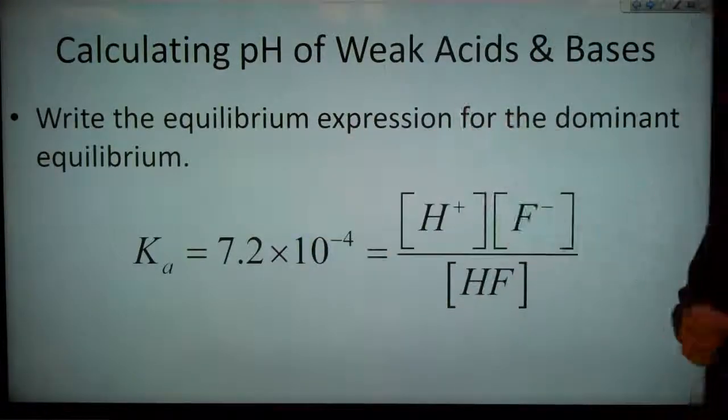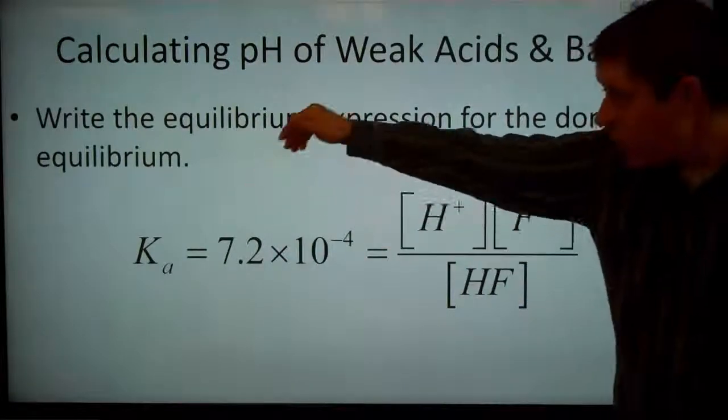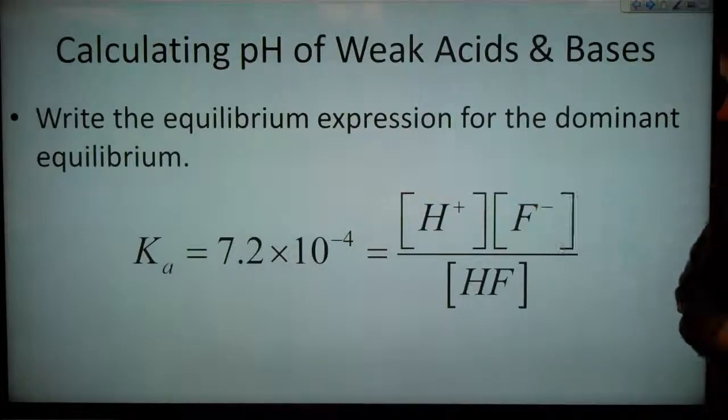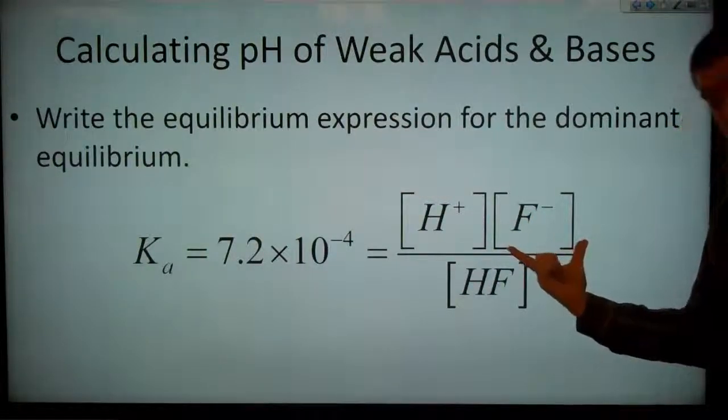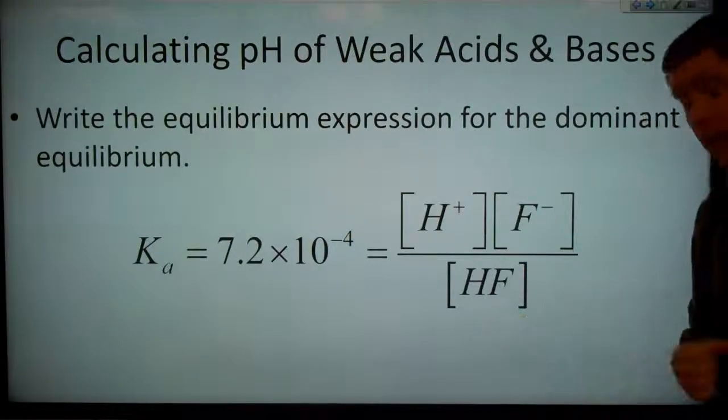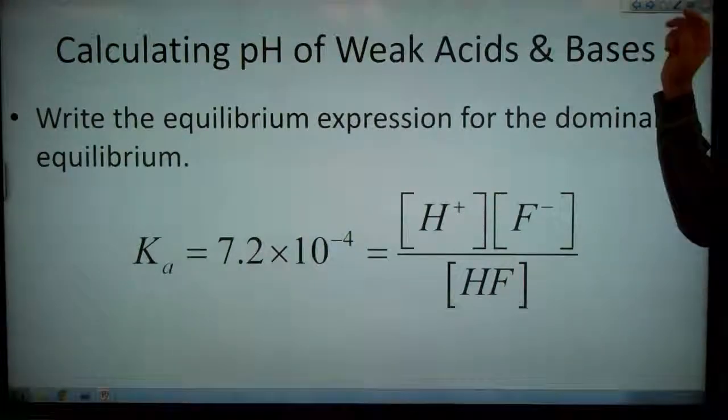So now we want to write the equilibrium expression for our dominant equilibrium. So Ka, which we know is equal to 7.2 times 10 to the minus 4, is equal to the hydrogen ion concentration times the fluoride ion concentration divided by the HF concentration.